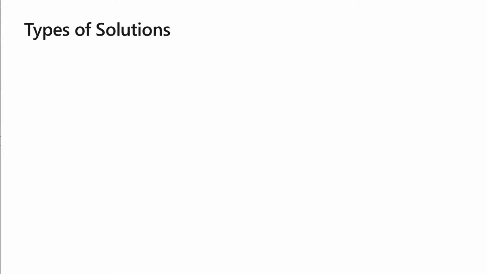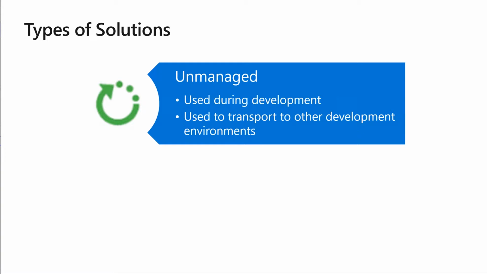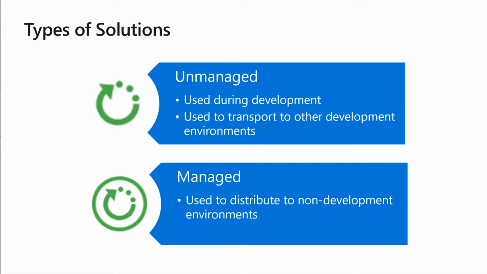Now, let's talk a little bit about types of solution. There are two types of solutions that you can work with when you're working with the solutions in the Power Platform. The first one is an unmanaged solution. Unmanaged solutions are used primarily during development. They are changeable, meaning that you can make modifications to the components directly in them. The other type is managed. Managed is what you export and import into non-development environments. Managed solutions are locked down, meaning that you don't change them directly, but you can make changes to some of the components in that. And we'll explain all that as we dive deeper in this topic.